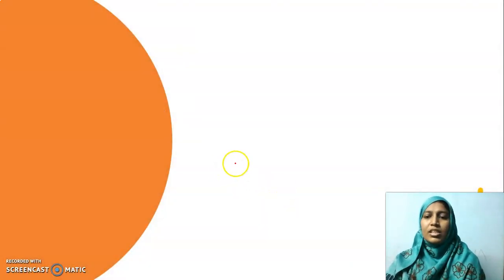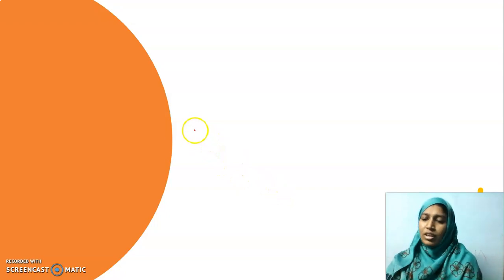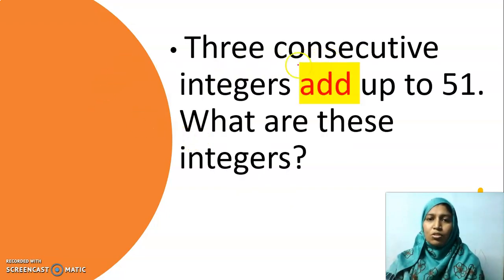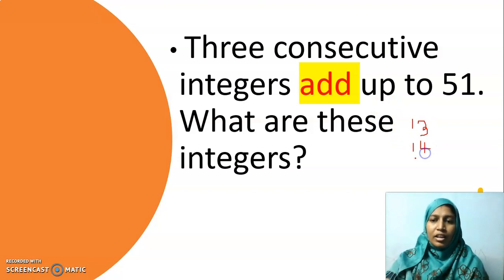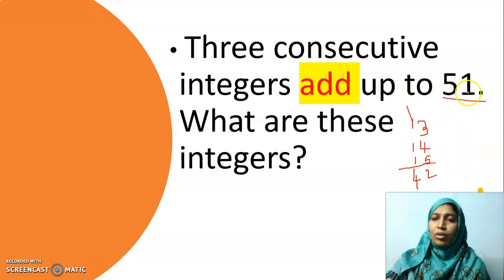Now the next question is something different which is not in your text. 3 consecutive integers add up to 51. If I try with 13, what is the next consecutive number? 14 and 15. If I add these, what will I get? 9, 10, 11, 12, carry 1, 1, 2, 3, 4, 42 only. But I need 51.